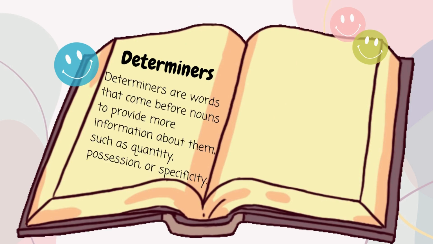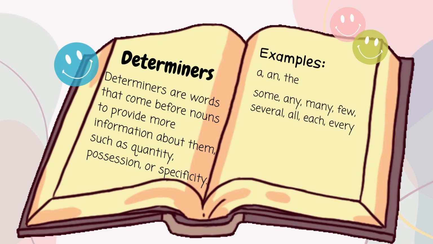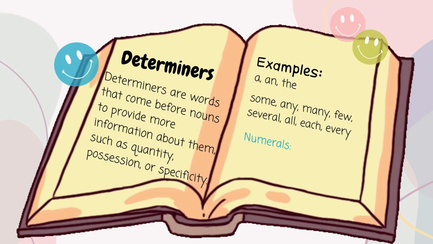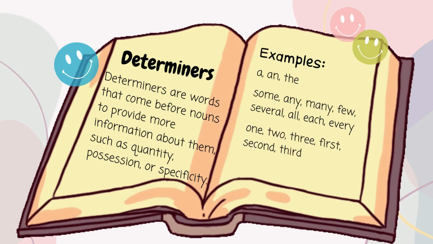Determiners. Determiners are words that come before nouns to provide more information about them, such as quantity, possession, or specificity. Examples: articles, a, an, the. Quantifiers: some, any, many, few, several, all, each, every. Numerals: 1, 2, 3, first, second, third. As in one book, 2 apples, 3 cars, the first house, the second dog.